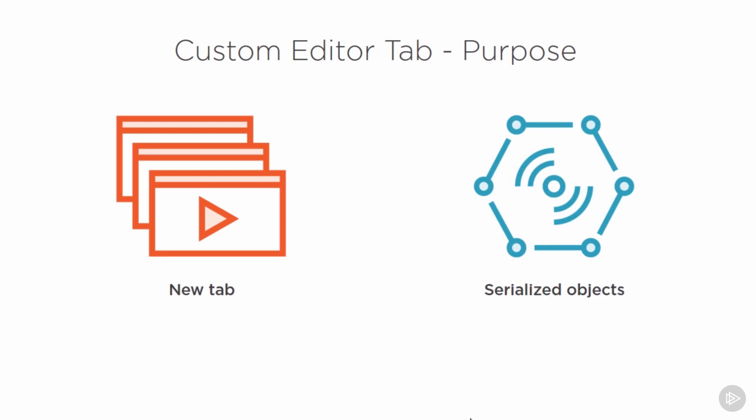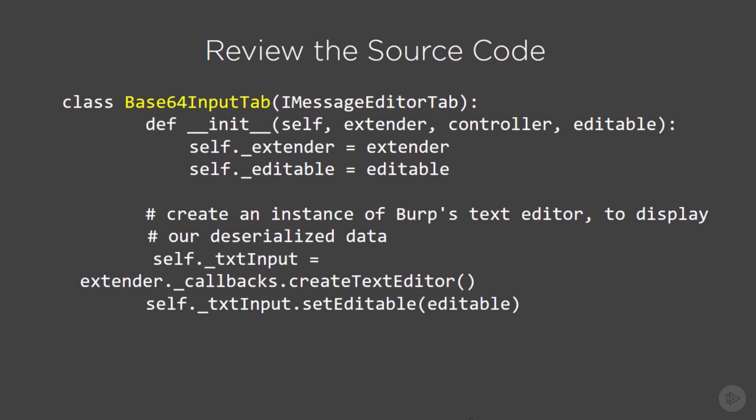What this will do is display conventionally unsupported data formats that allow you to see them inside of Burp. When reviewing the code, you will notice that there's a special class that will be handling the encoding and decoding, and that's this base64 input tab.